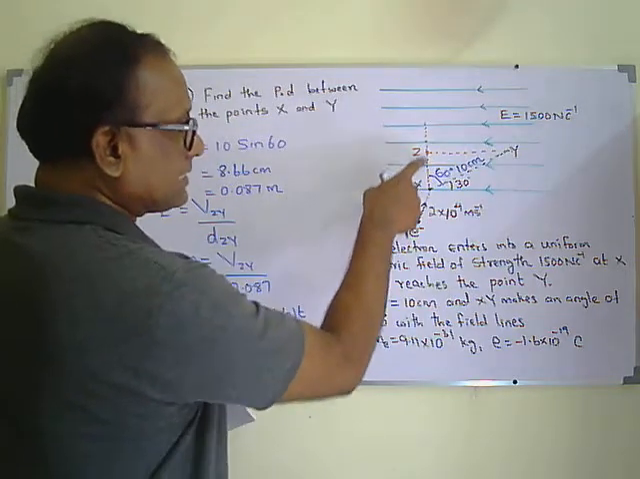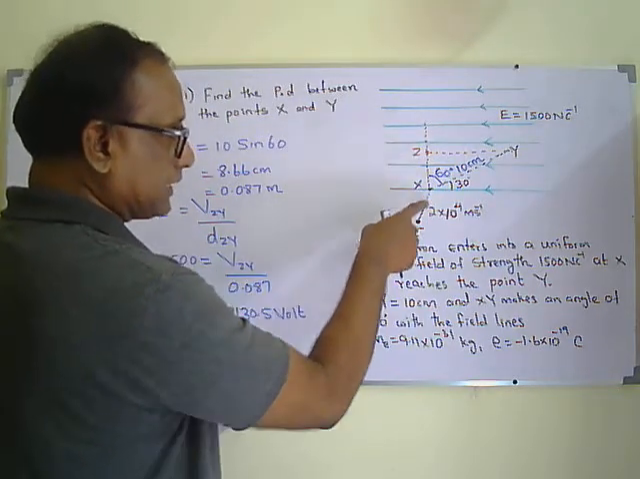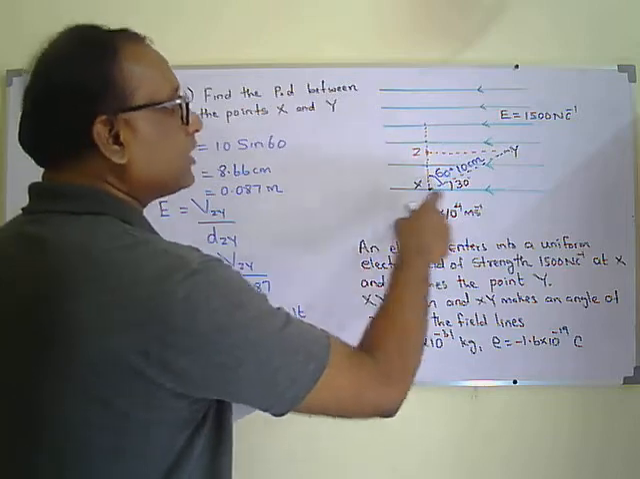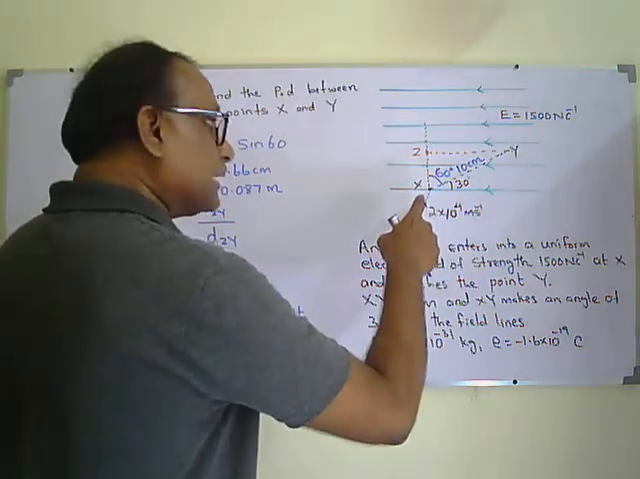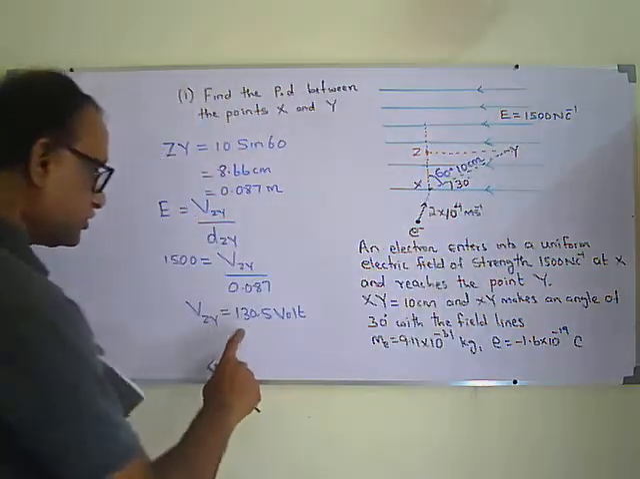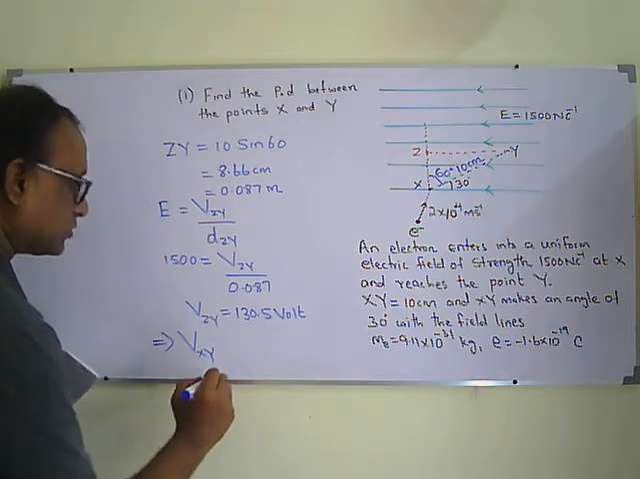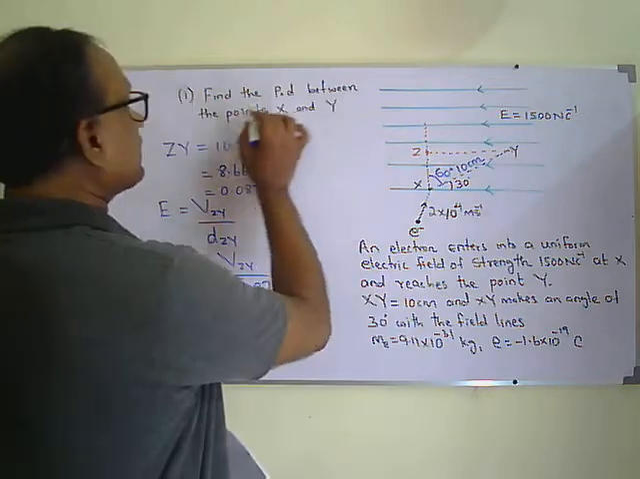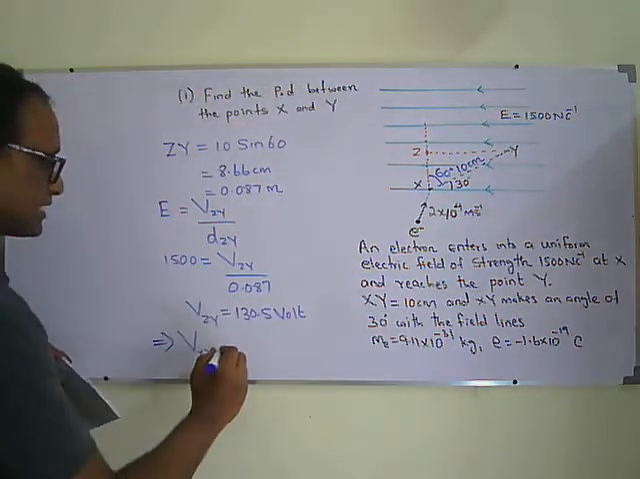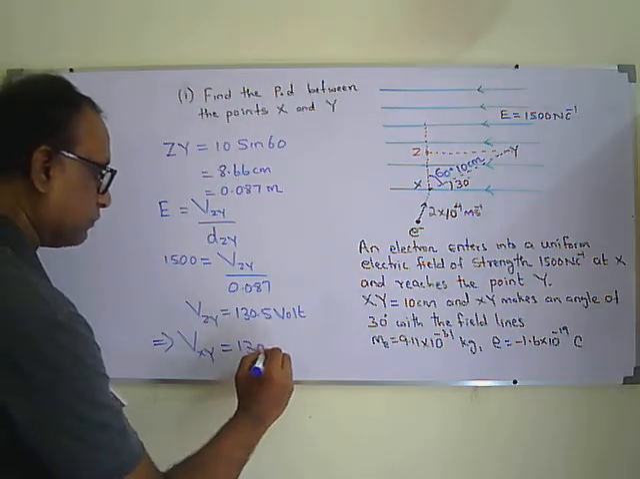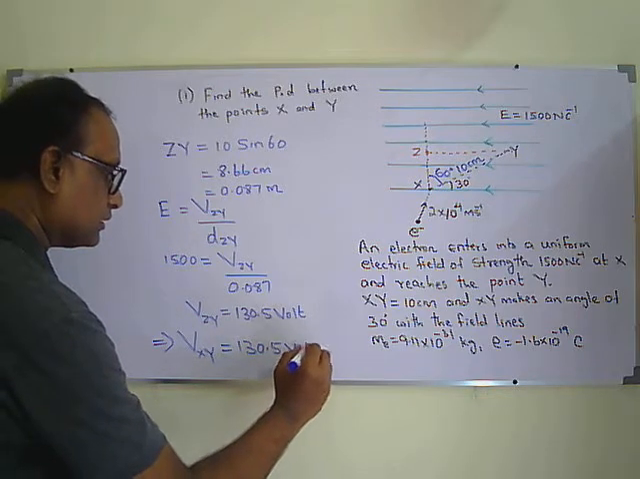But Z and X are at the same potential, an equipotential surface, because the line is perpendicular to the field line. So the potential difference between X and Y is also the same. That's the question, no? Find the potential difference between X and Y. So Vxy is also 130.5 volt.